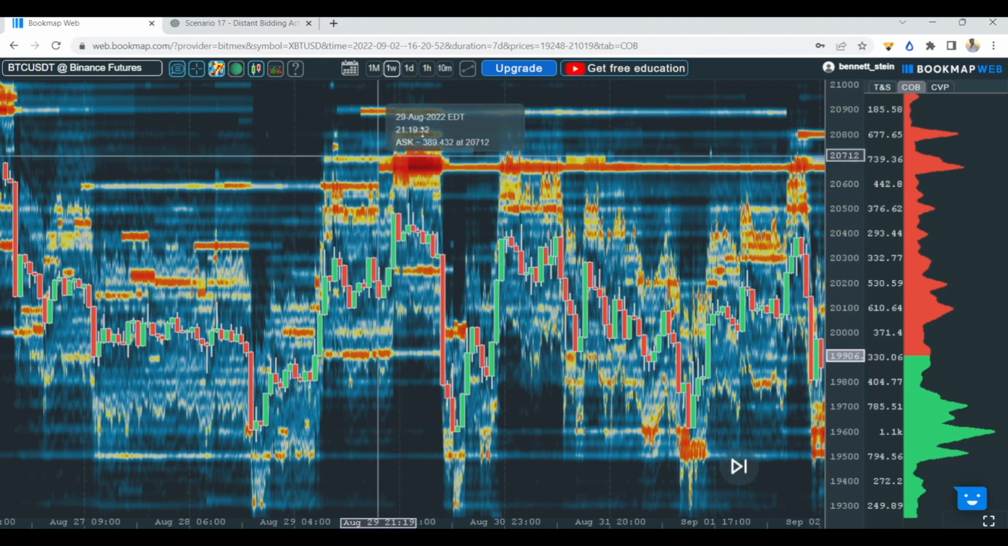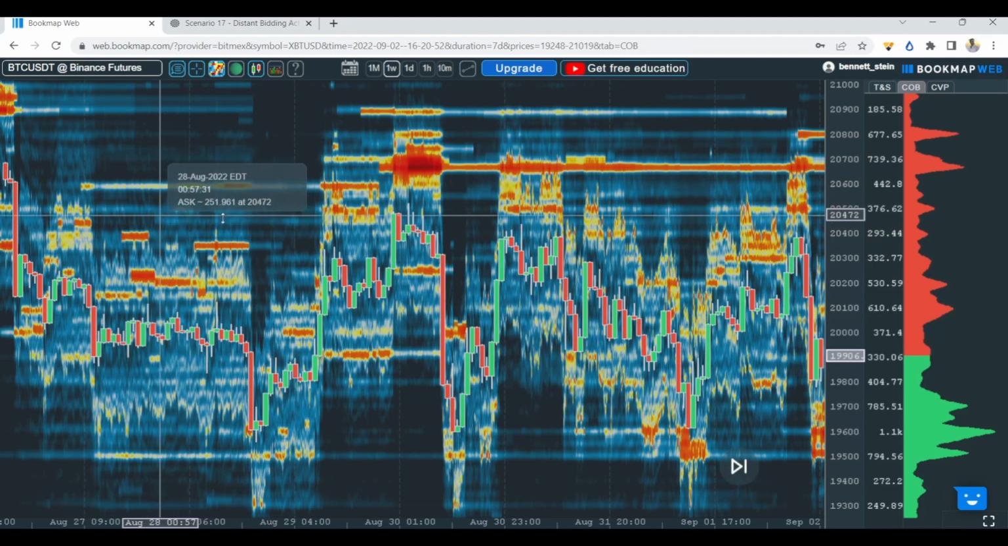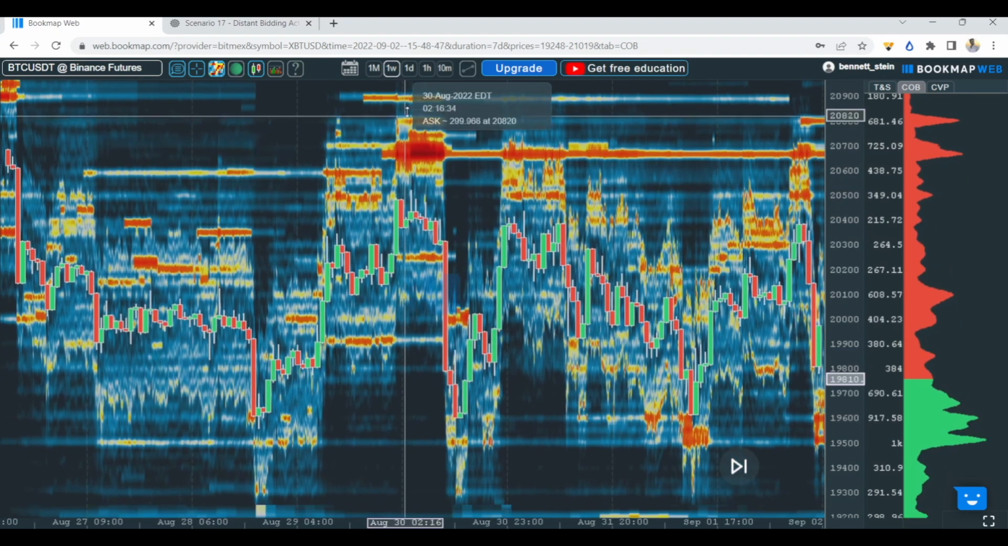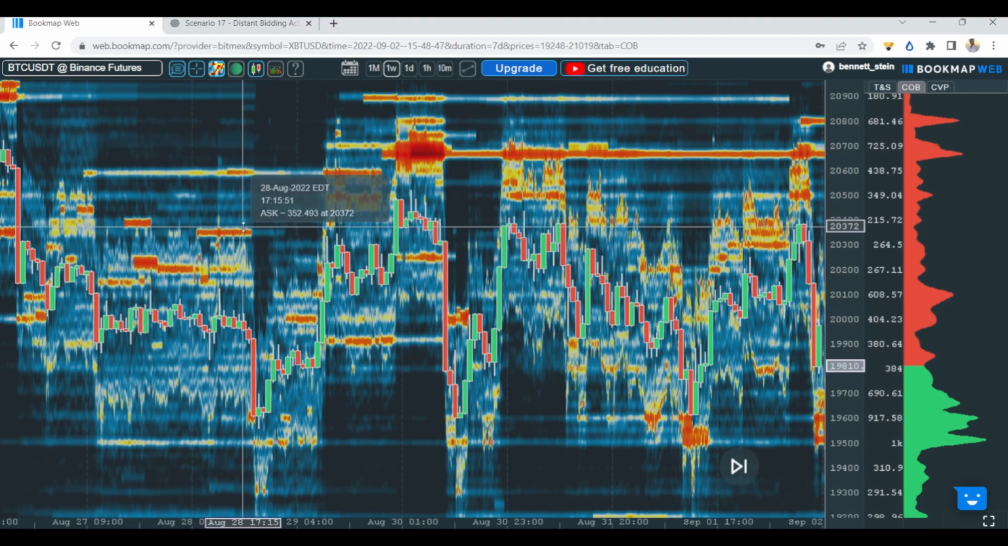A really good example of that is right here. So what do we see? Well, what I can see right here, if I can point a line to it, come on, Bookmap, it's not really letting me put a line, but where my cursor is right here, you see a large sell placed there, a large sell placed here, a large sell placed here.